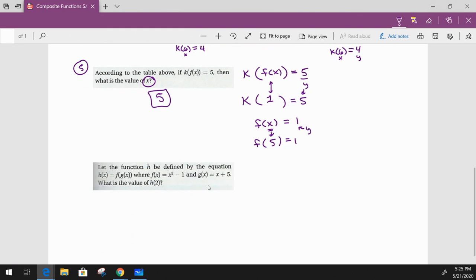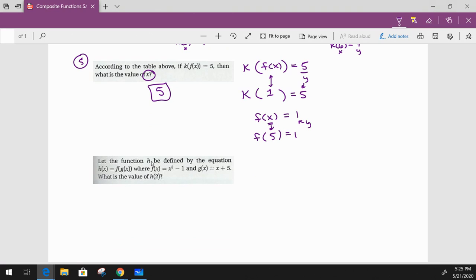The last question that I have here says, let the function h be defined by the equation h of x equals f of g of x, which this part right here is your composite function. They've given us the function for f of x, they've given you the function for g of x, and they want to know what the value of h of 2 is. So in order to find that, we need to find this composite function here. So if we want to find f of g of x, which means we're going to substitute the g of x function into the f of x function.